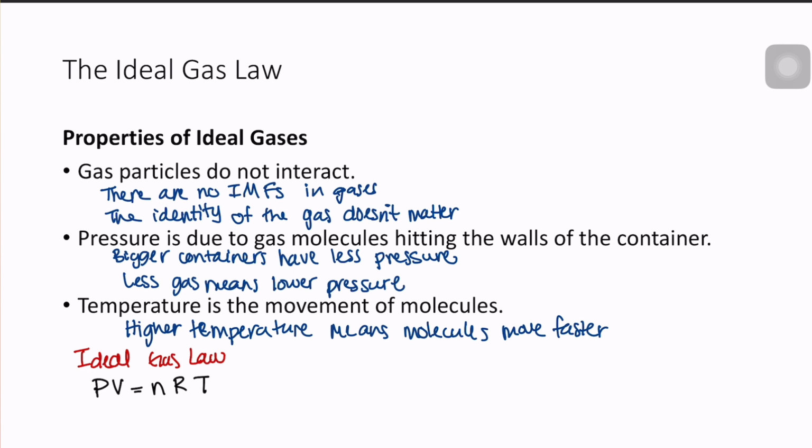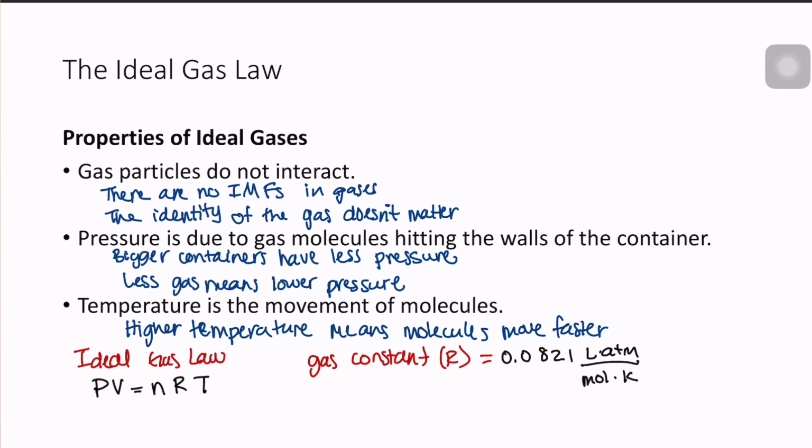We already know that pressure is P, V is volume, n is the amount, and T is temperature. The gas constant, which is given the symbol R, is equal to 0.0821 liters times atmospheres over moles times Kelvin.